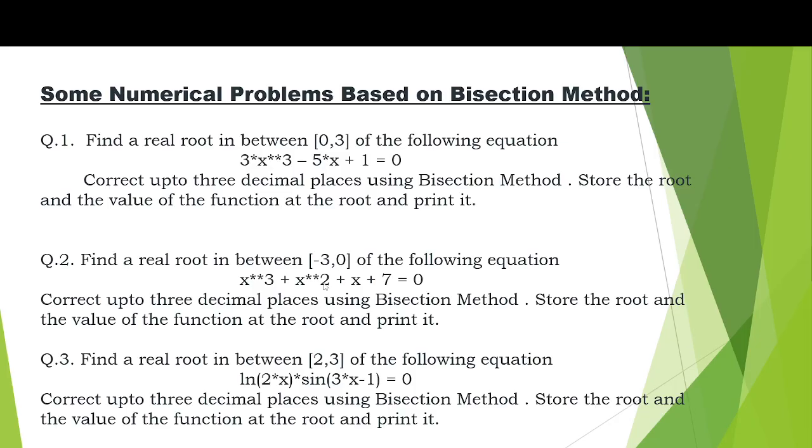Here I have written some numerical problems based on the bisection method. The first question is: find a real root in the interval 0, 3 of the following equation, 3x cubed minus 5x plus 1 equals 0, correct up to 3 decimal places using the bisection method. Store the root and the value of the function at the root and print it.